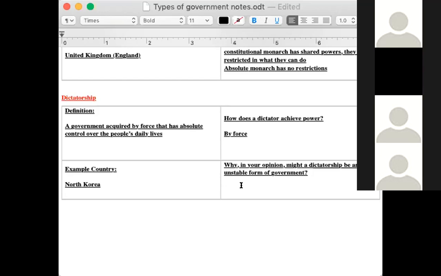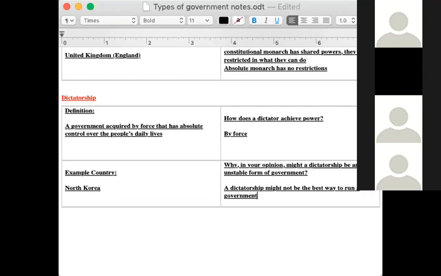What do you guys, Eli, what would you say? A dictatorship might not be the best way to run a government, because people or the military can overthrow the ruler, or they might try to overthrow the leader. Yeah. Or we could say what Nate said. When the leader dies, there's no clear next leader, and they might fight each other over it.